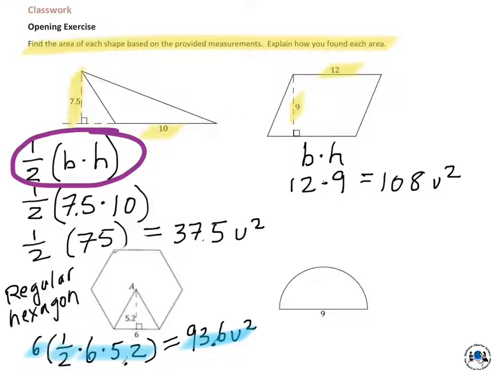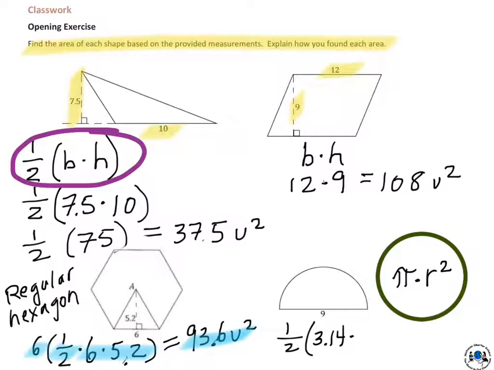All right, and the last one is our semicircle right there. And a circle, if you recall, the circle area formula is pi times r squared, r, of course, being radius.